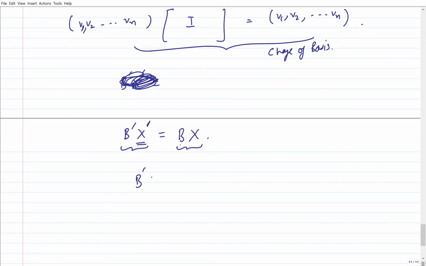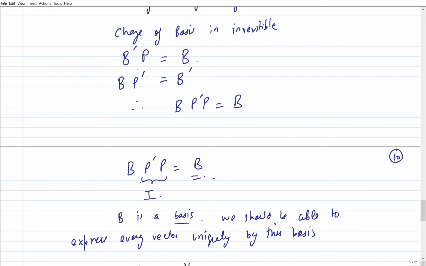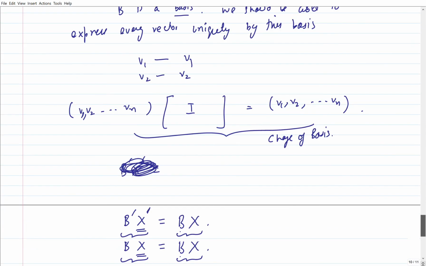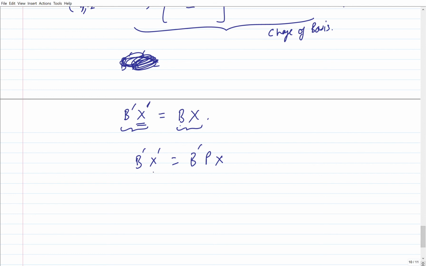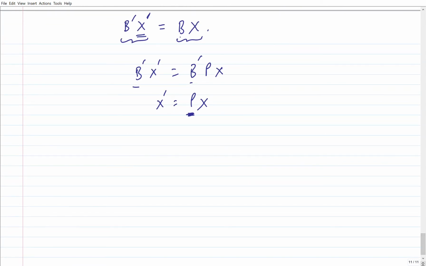Well, I know that b prime x prime, plugging in the value of b, is nothing but b prime p x. Here I'm just plugging in b prime p as b. So what do I get? Since this is an invertible matrix, I get x prime equals px. So it's the same matrix P, which not only tells me the relationship between the bases, but also tells me the relationship between the coordinates.